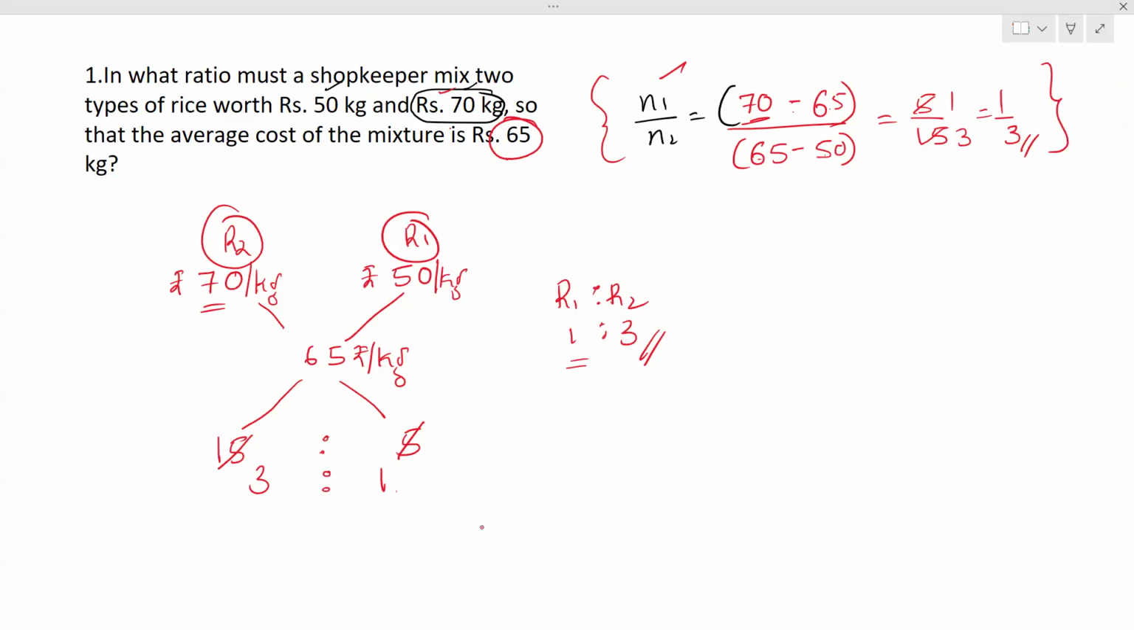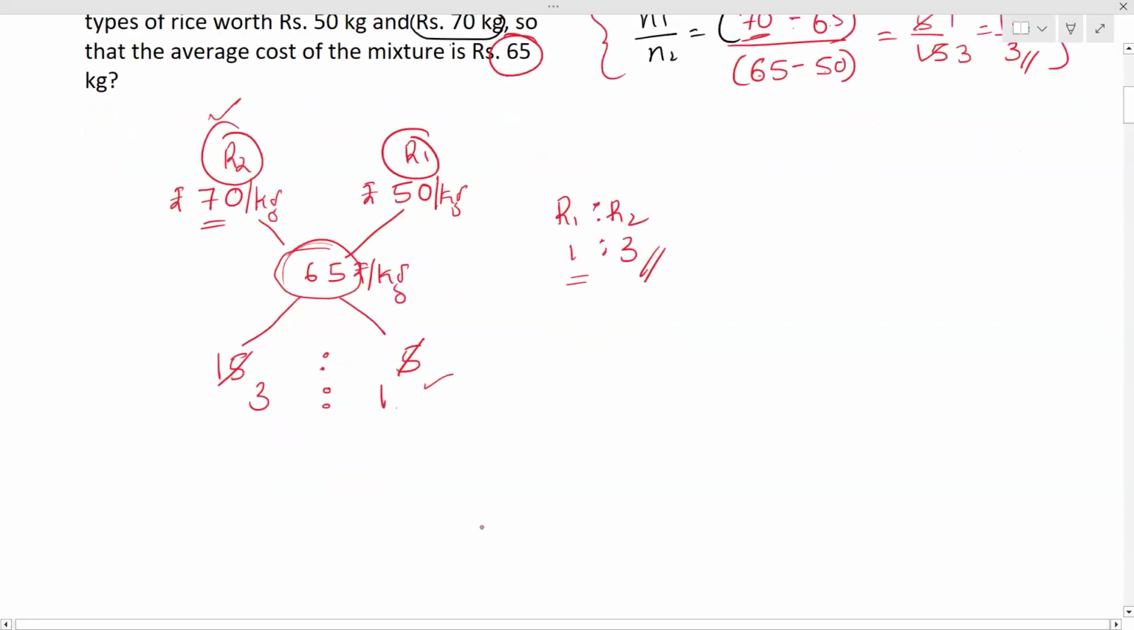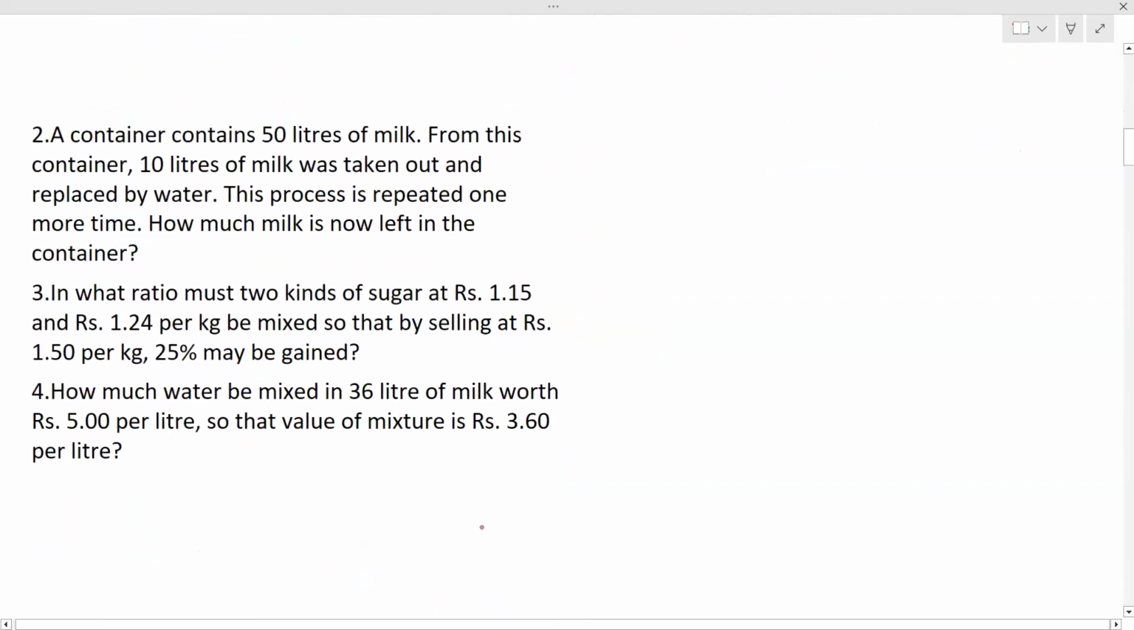Okay, sir, why have you written it like this? Always take the higher price one onto this side so that whatever value you get when you are trying to compare it to the combined average, you will get the first part here. Getting it? Can we try the same method on a couple of other questions and see if it works on all of these questions? Sure. Let's go.